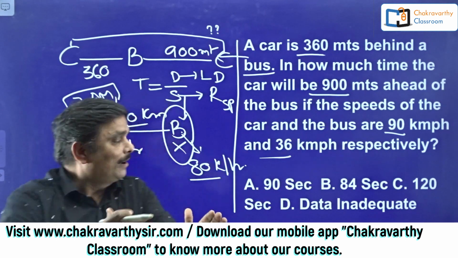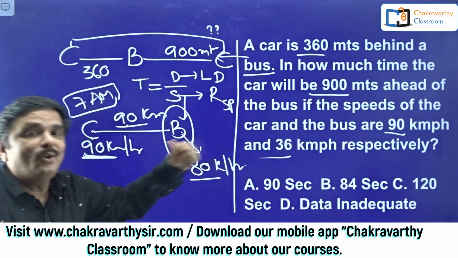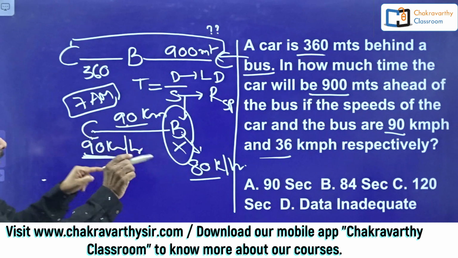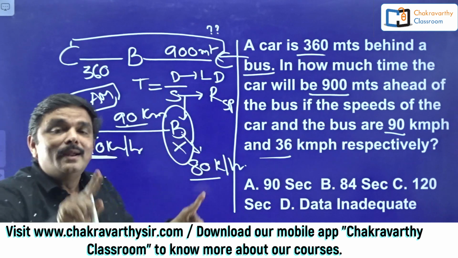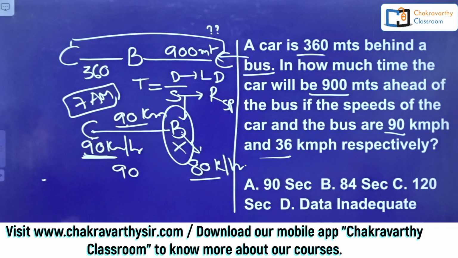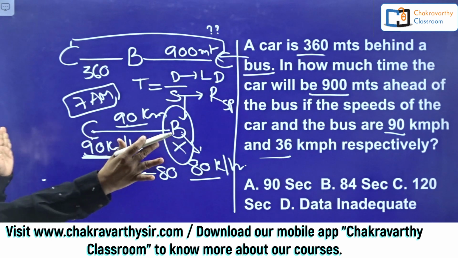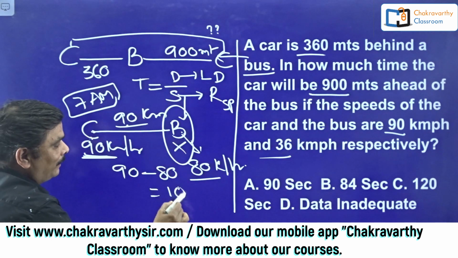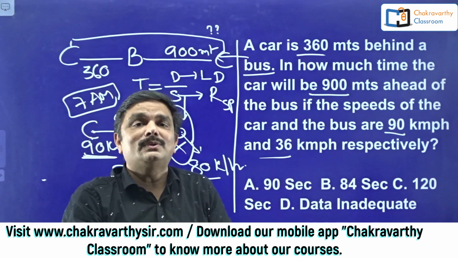the distance between car and bus will be reduced by only 10 kilometers. Yes or no? In 1 hour, the car is moving at 90 kilometers per hour. The bus is moving at 80 kilometers per hour. So, in 1 hour, the distance between car and bus will be reduced by only 10 kilometers. Because in 1 hour, the car covers 90 kilometers minus the bus covers 80 kilometers. Now, the distance between these two, 10 kilometers, will be reduced. That's it.